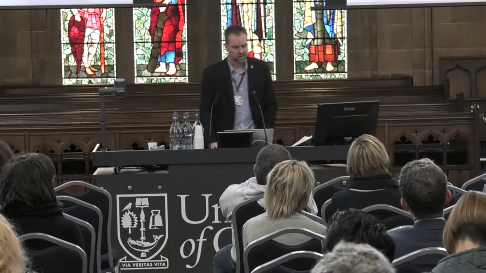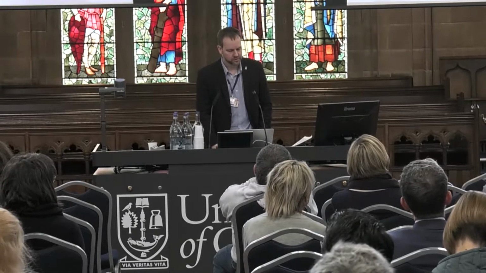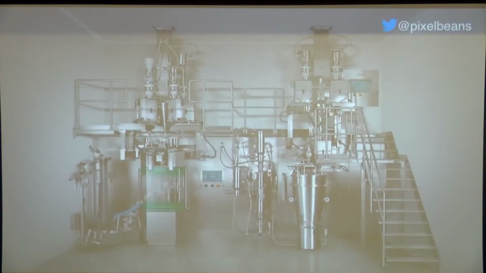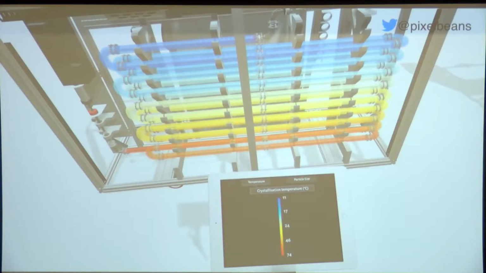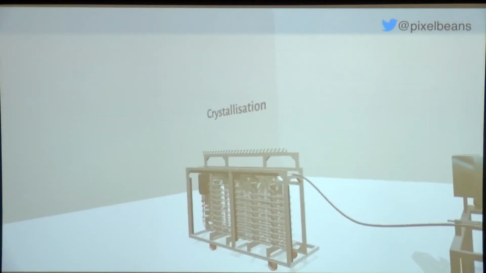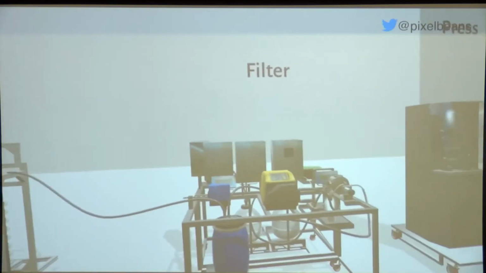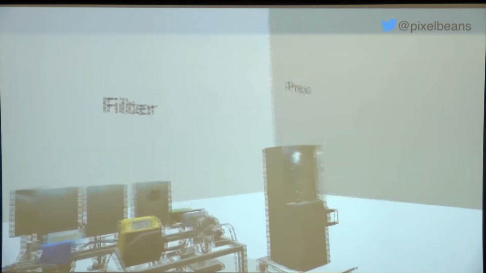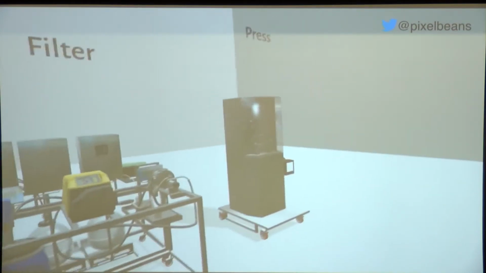SimViz have recently branched into the area of pharmaceuticals. This is a very interesting area for us. We're quite excited about this. So this is using virtual reality to monitor your experiments. So crystallization, filtration, different processes in pharmaceuticals. All this equipment, we've created three-dimensional models, these sort of digital twins.